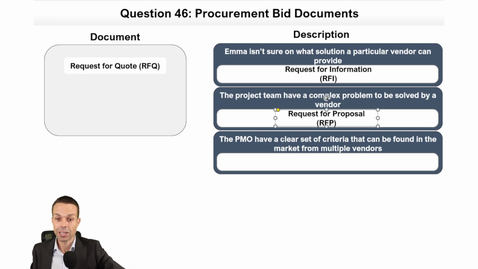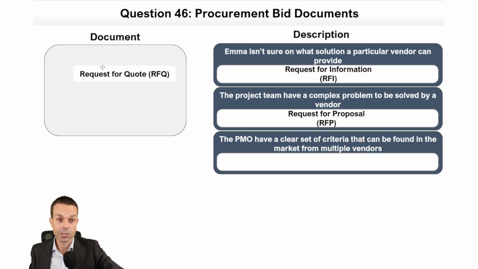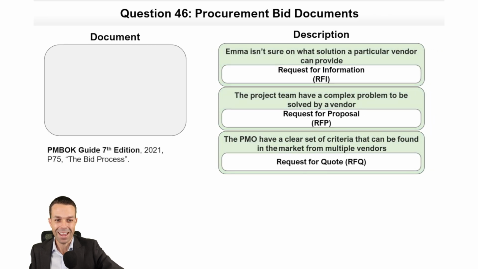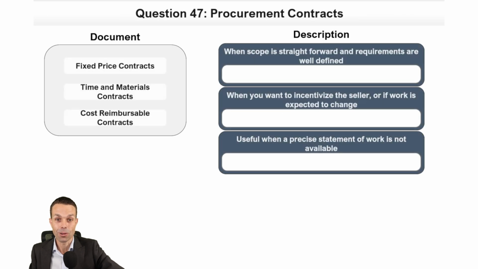The PMO have a clear set of criteria that can be found in the market from multiple vendors. All they need is a price. They just need a request for quote or RFQ. Let's have a look. And that is good, looking good. Page 75, the bid process under the PMBOK Guide 7th edition from 2021. Fantastic. All right, what have we got?